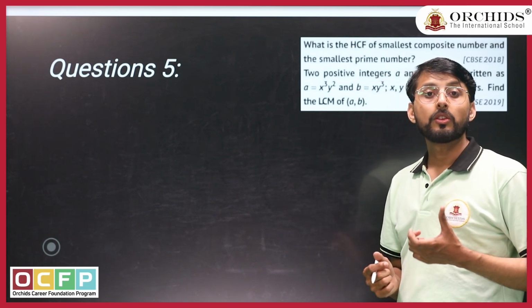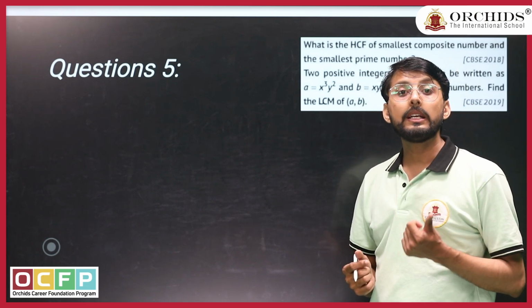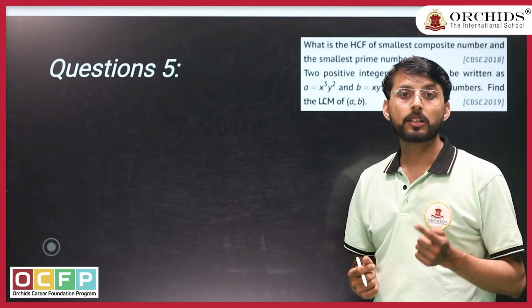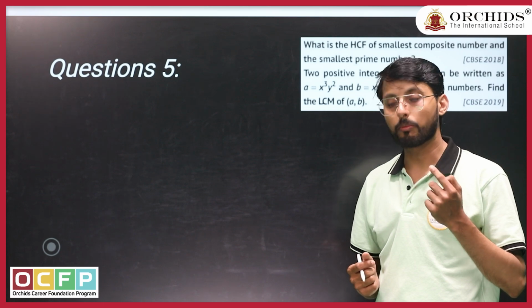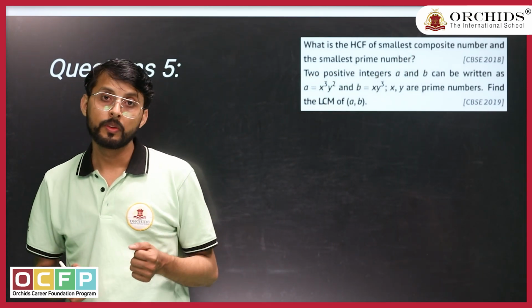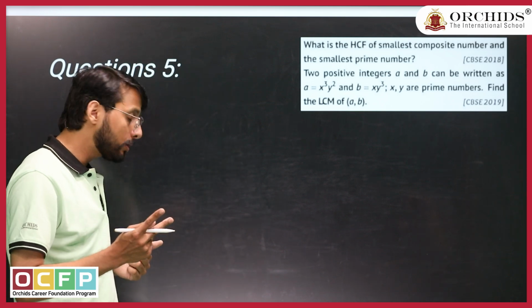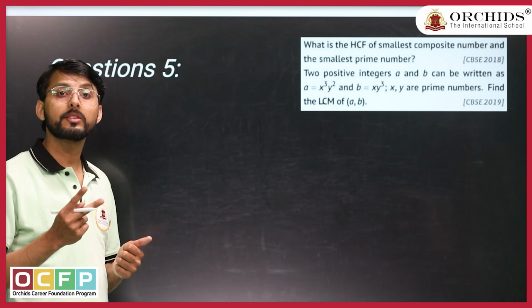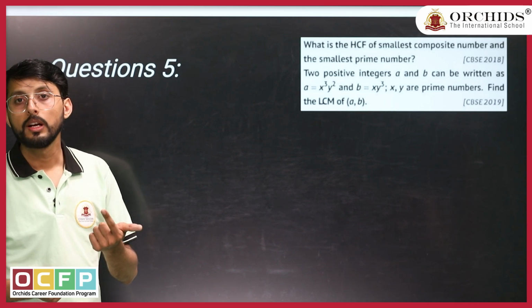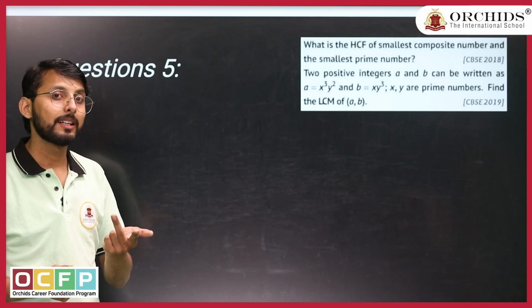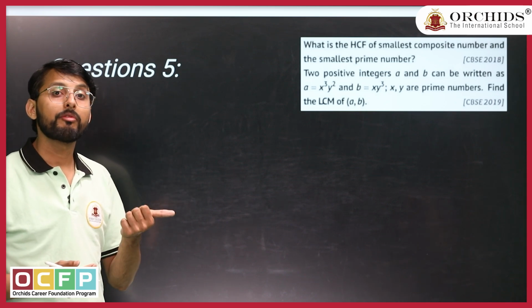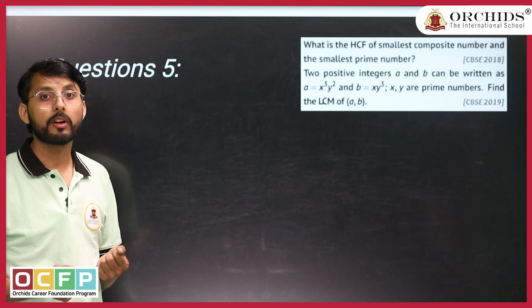A prime number means such a number which has exactly two different factors, one factor is 1 and the other factor is that number only. So the first prime number is 2, because 2 has only two different factors, 1 and 2. 2 is divisible by 1, 2 is divisible by 2. The second prime number is 3, which is divisible by 1 and 3. The third prime number is 5, which is divisible by 1 and 5.